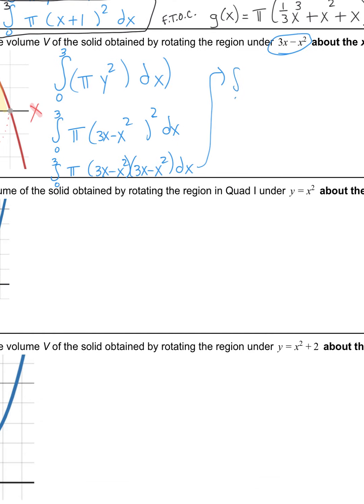So I am from 0 to 3. The pi comes along. When I multiply these out using area boxes or the FOIL method, I get 9x squared minus 6x cubed plus x to the 4th. All right, so there is your definite integral.